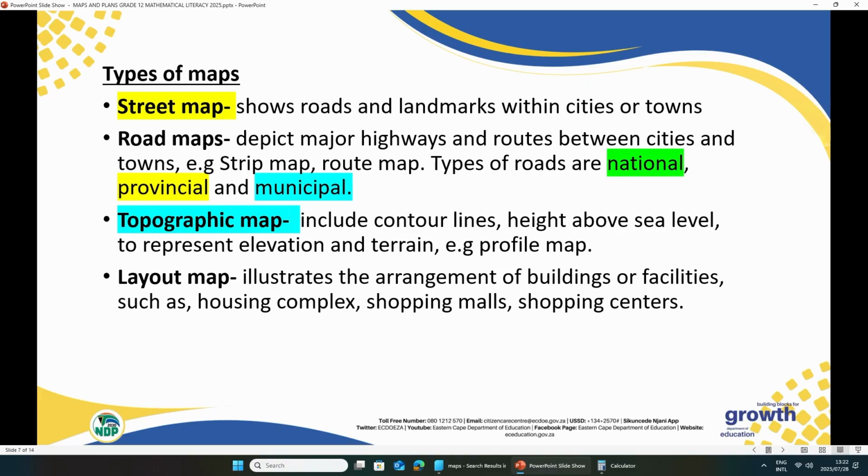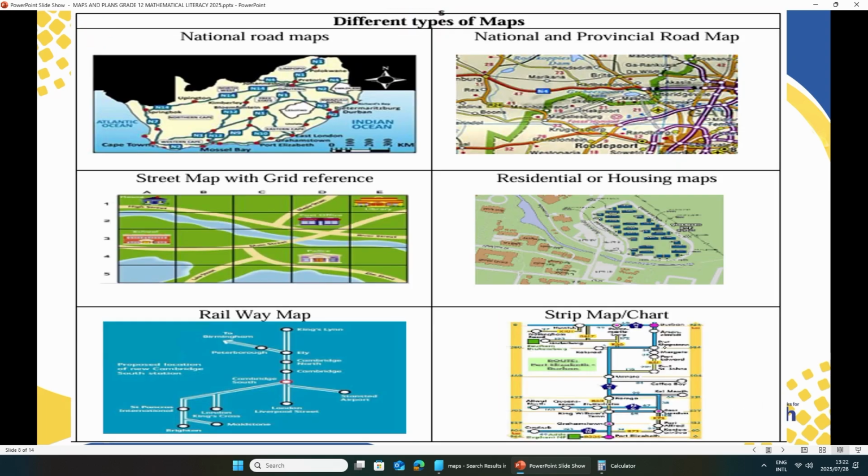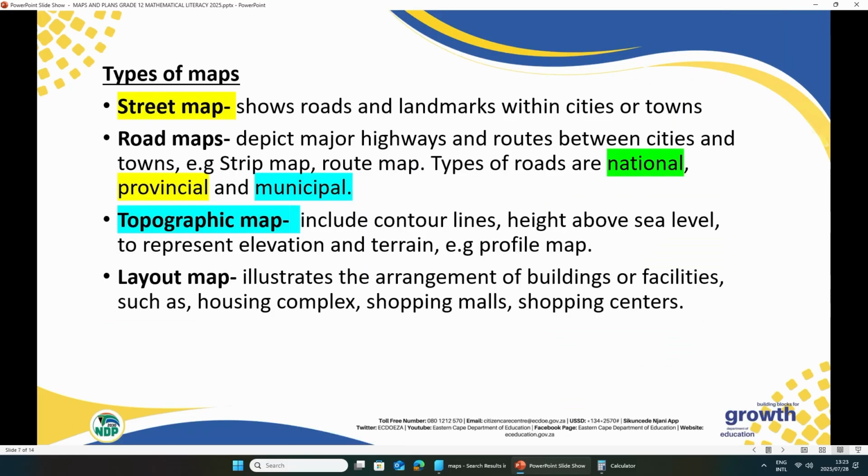So we have maps which show that you are quite aware of how a street map looks. So let me try to check. Yes, this is the street map here. We have the residential street map, the railway. These are the various maps I'm talking about. The street map is here. So yes, these are the maps.